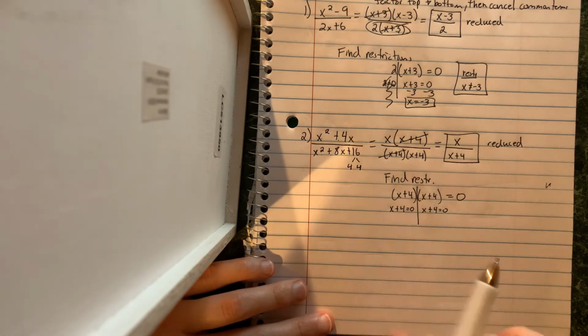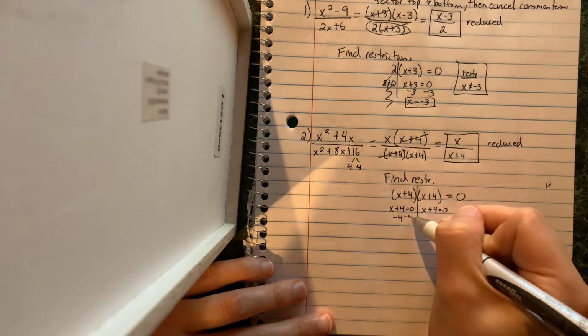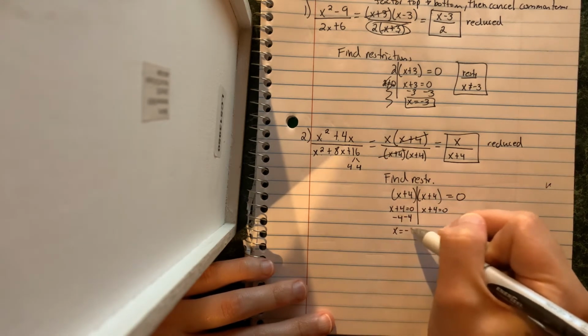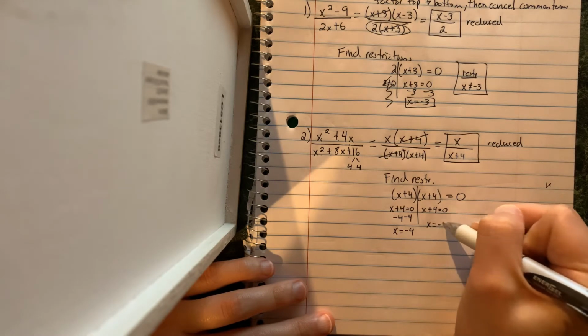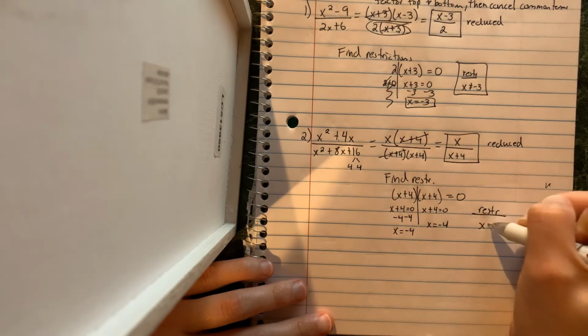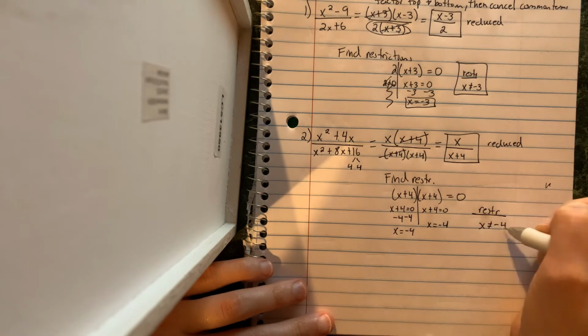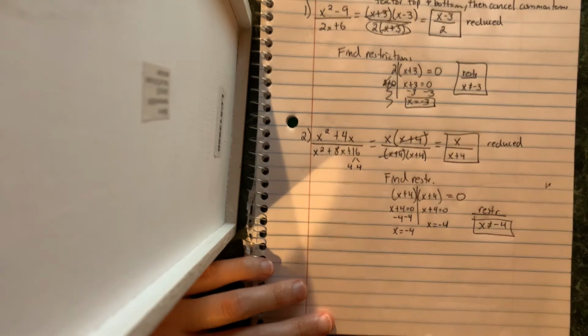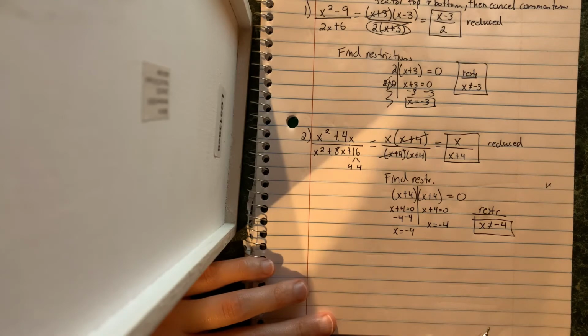It won't be two different answers, because here, if we subtract 4 from both sides, x would be negative 4, and same thing here, x would also be negative 4. So our only restriction in this case is that x cannot equal negative 4. So that would be the restriction that you would put in. Okay.